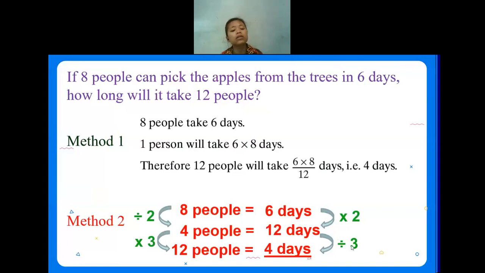Yes, Janice? Or anyone? Why do we need to divide by 2, teacher? I told you we can pick any number that is a factor of 12. In fact, it will be better if you find the HCF between 8 and 12. Because this is talking about the people.